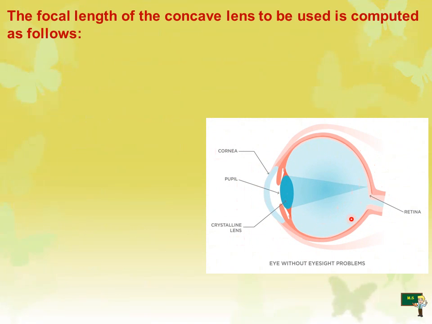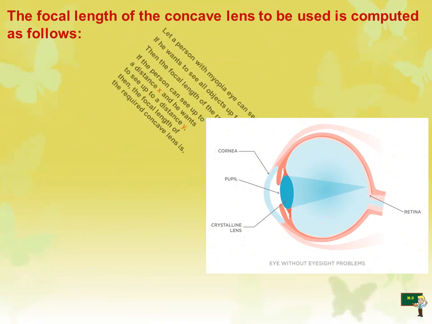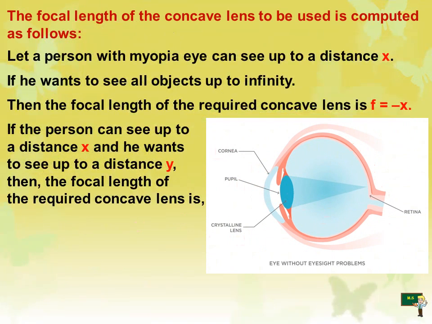See, there is a difference between the myopic eye and the normal eye. This is the normal eye without eyesight problem, but this is a myopic eye, and this is the retina. Now, the focal length of the concave lens to be used is computed as follows.